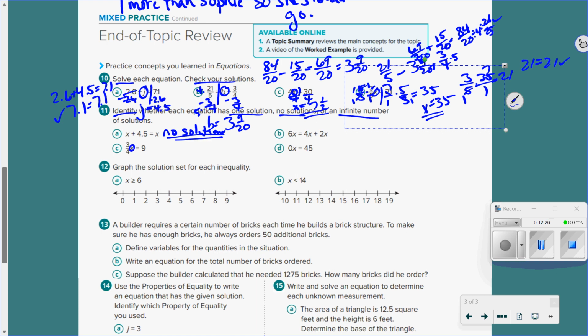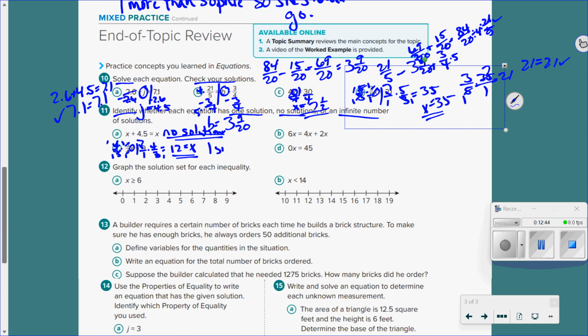This one, I can combine those. That becomes 6x. 6x equals 6x. Doesn't matter what number I put in. No, it'll always be the same, right? So this is an infinite. So regardless of what number, it will always be the same.